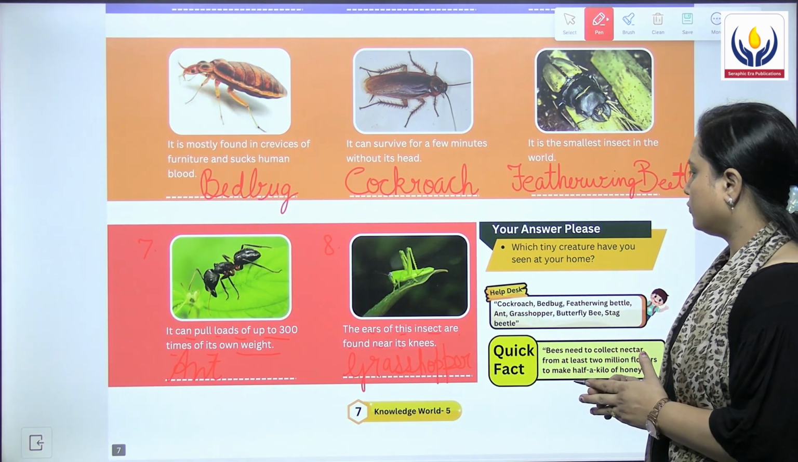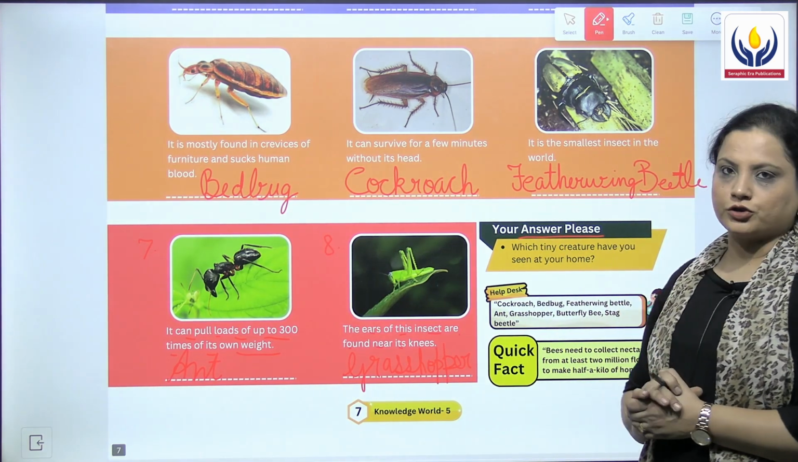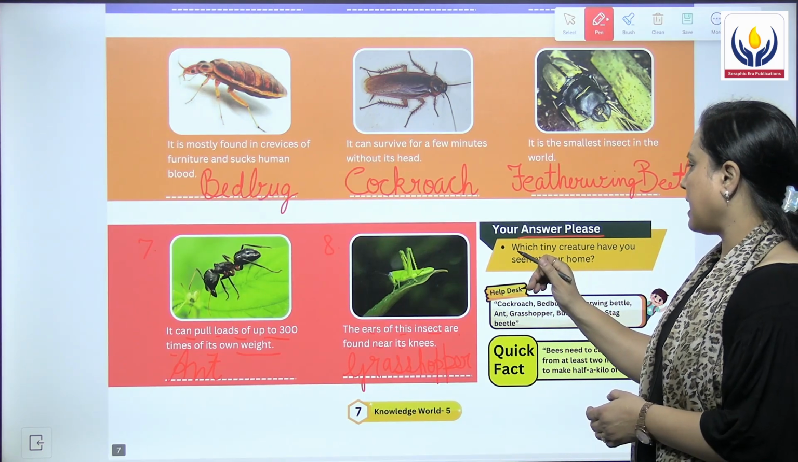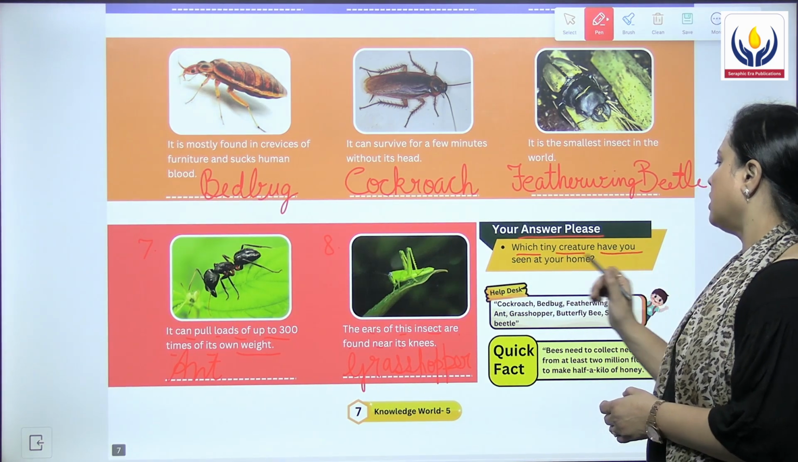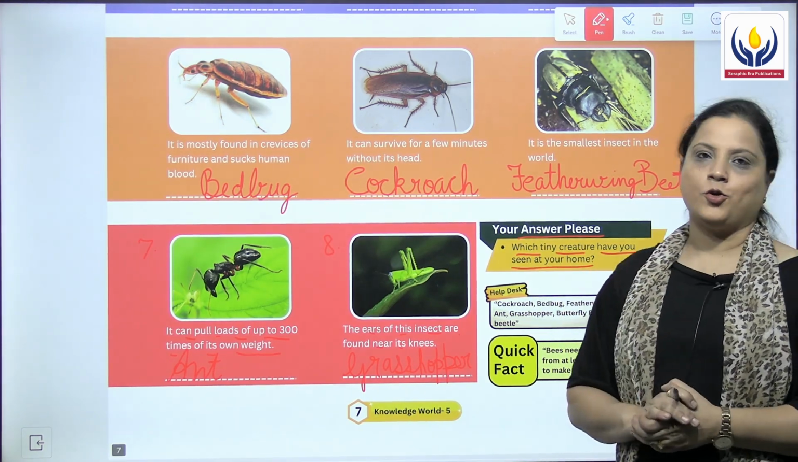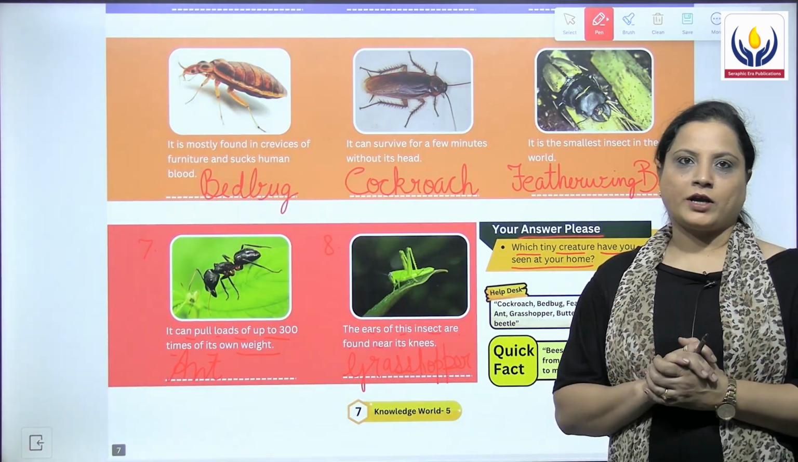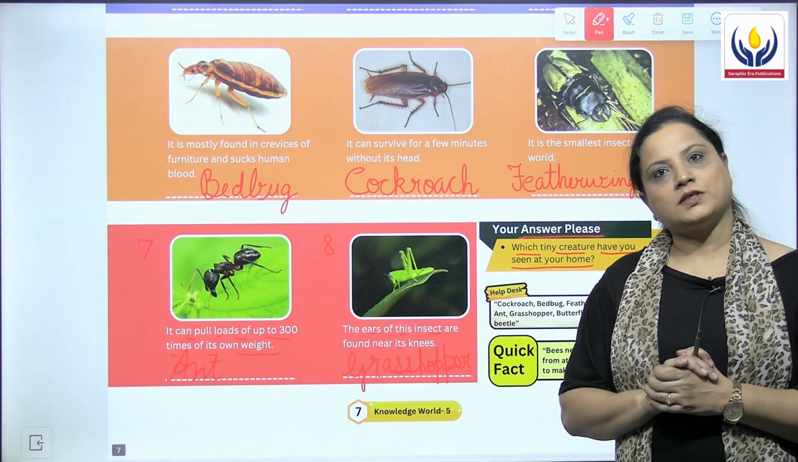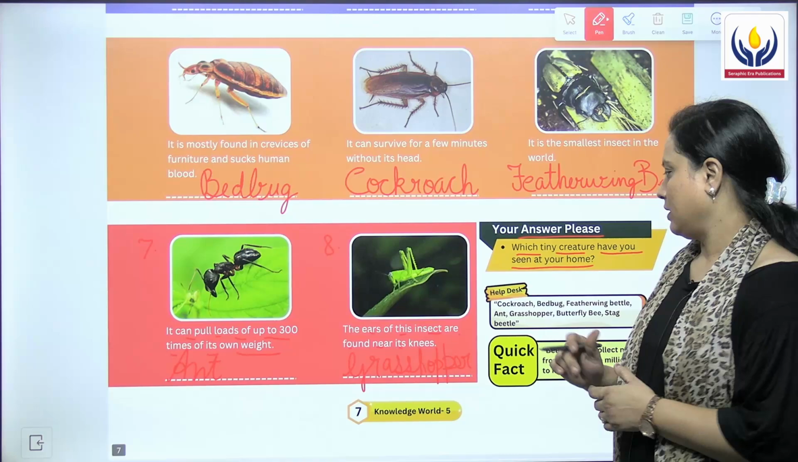Let's now move to the Your Answer Please portion. This asks which tiny creature have you seen at your home? Make a quick look of the creature which you have seen at your home.